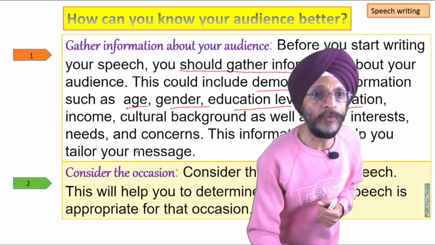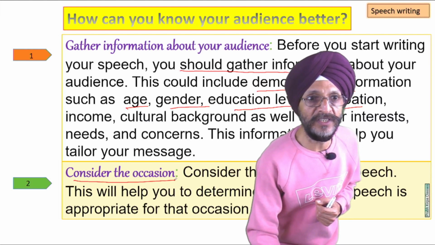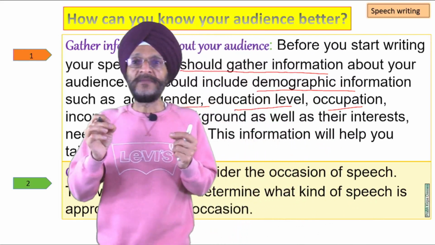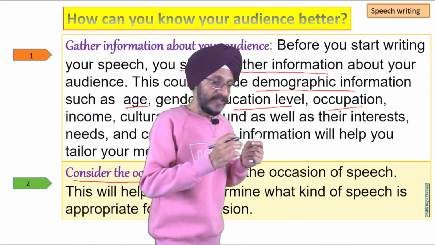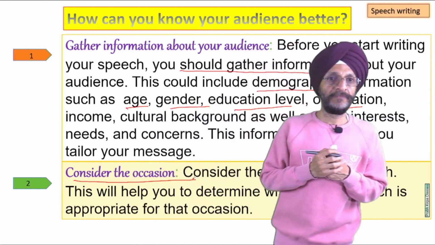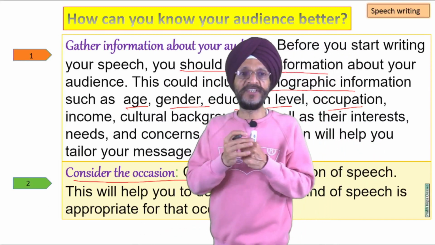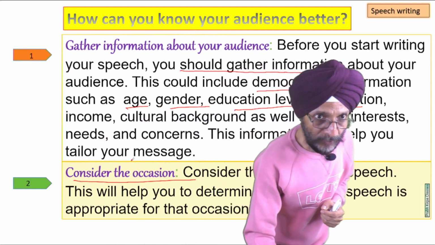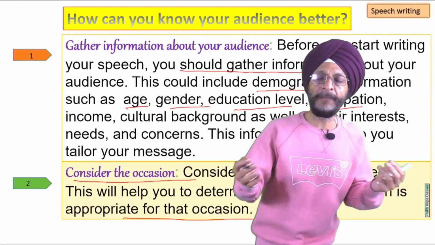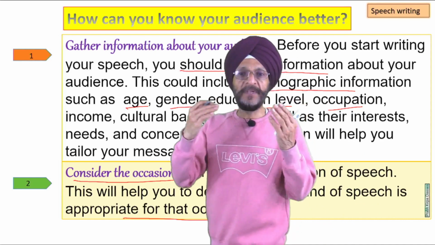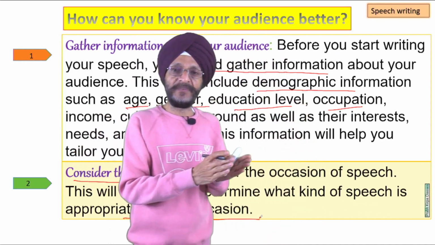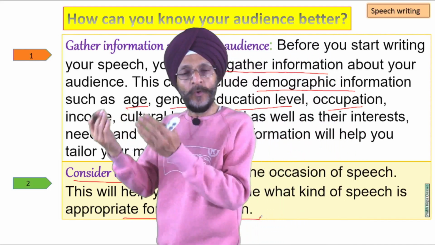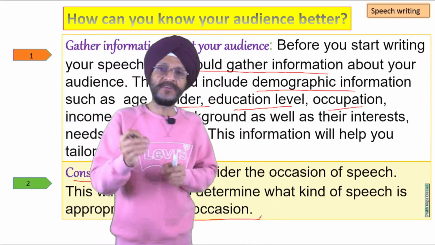Second point to know your audience better is consider the occasion. That is, we must keep in mind what will be the occasion on which this speech will be given. This type of consideration will help you to determine what kind of speech is appropriate for the occasion. For example, if you are to give a speech at a wedding, the speech will be different. If you are to give a speech at a retirement party, the tone and language of the speech as well as the contents will be different.